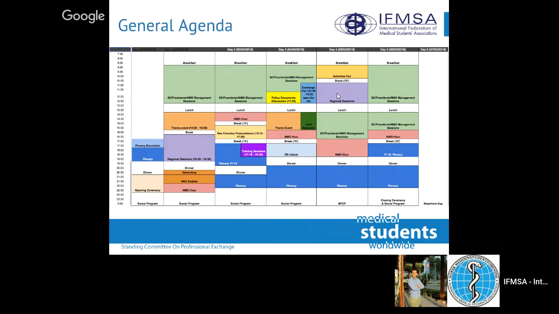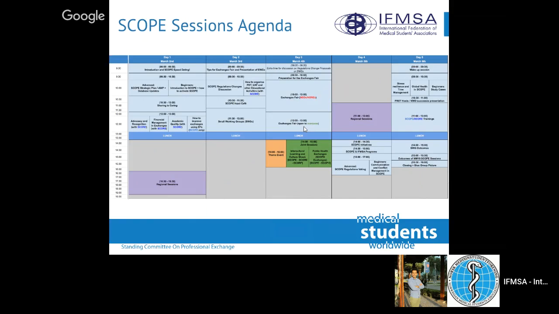And then there will be some time and a space to talk about some topics related to professional exchanges, but also to other standing committees during day 3 in the joint session space. So let's move on with the SCOPE sessions agenda. This is the hopefully amazing agenda. I hope you will find it amazing, that we prepared for you.